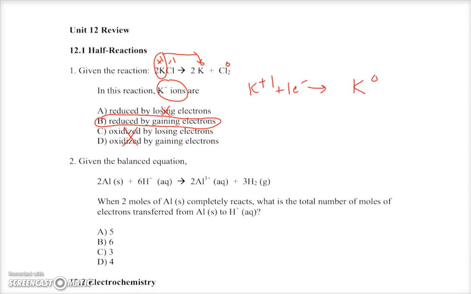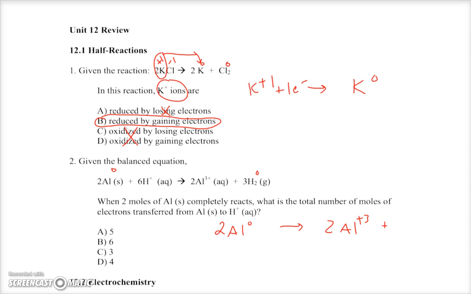For number 2, given this balanced equation, when 2 moles of aluminum completely reacts, what is the total number of moles of electrons transferred from aluminum solid to H plus aqueous? Well, if we assign oxidation numbers to everything across the way, we have a 0 here. The hydrogen already has a +1, the aluminum already has a +3, and then the H2 has a 0. So if we were to write this as 2 half reactions, what we have is 2 Al at zeros turning into 2 Al +3s. 0 up to a +3 is oxidation. That's a loss of electrons. We always show those electrons on the right side.